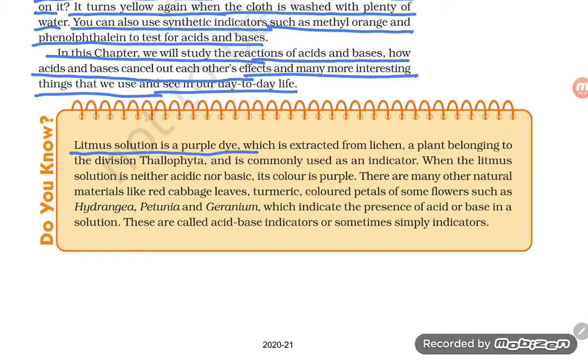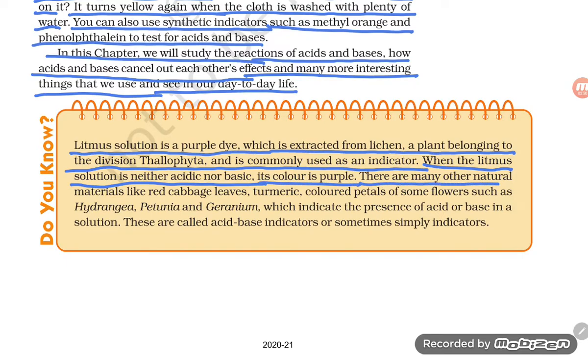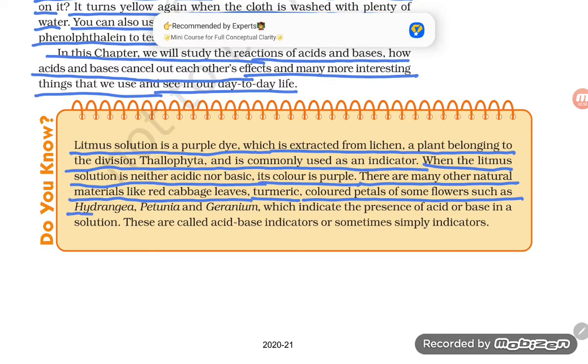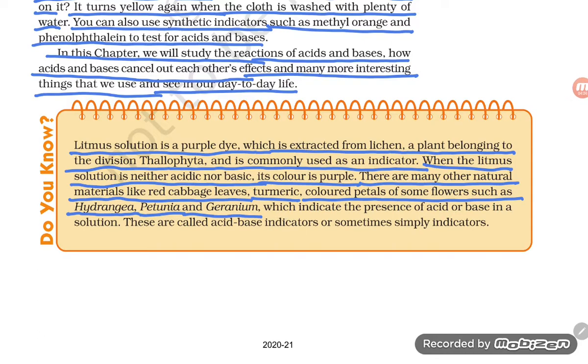Litmus solution is a purple dye, extracted from lichen, a plant belonging to the division Thallophyta, and commonly used as an indicator. When the litmus solution is neither acidic nor basic, its color is purple. There are many other natural materials like red cabbage leaves, turmeric, and colored petals of some flowers such as hydrangea, petunia and geranium, which indicate the presence of acid or bases in a solution. These are called acid-base indicators, or sometimes simply indicators.